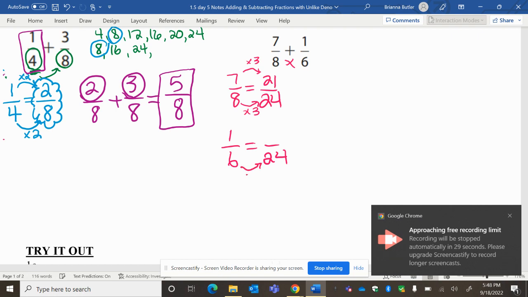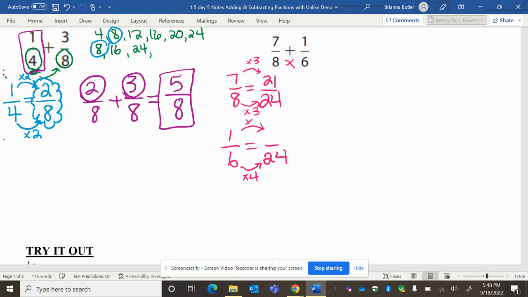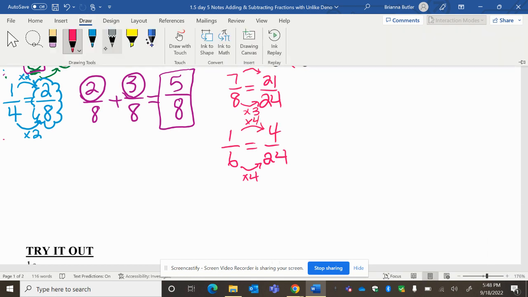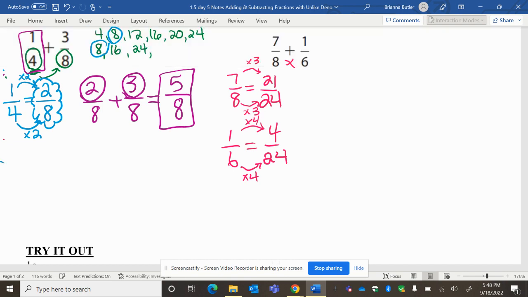Here, I'm multiplying by 4. So I need to multiply by 4 on the top. 1 times 4 is 4. And then I'm going to go ahead and rewrite. So I have 21/24 plus 4/24, which gives me 25/24. And this can be simplified.